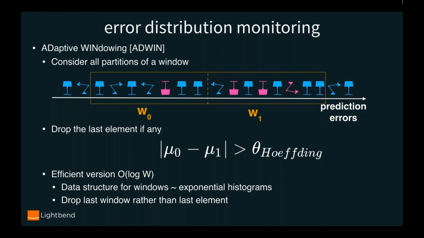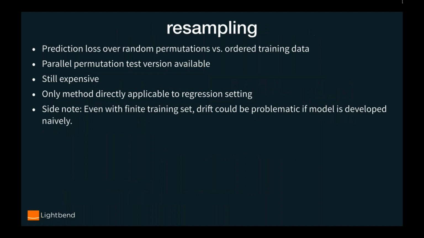The time and space complexity for this version is log W, where W is the length of the window. Now, for the loss of efficiency compared to the constant time algorithms that we've seen before, we gain better localization of the change point. I'm going to talk about resampling here in this group.